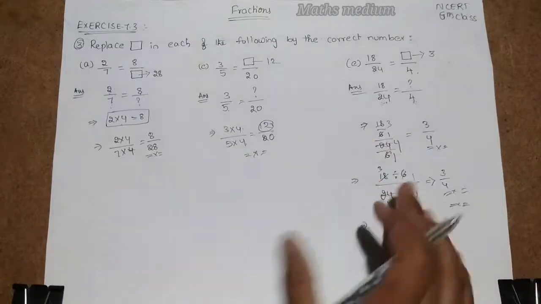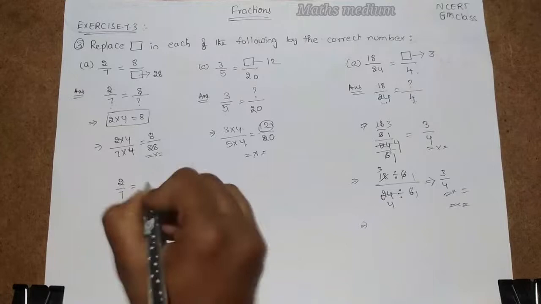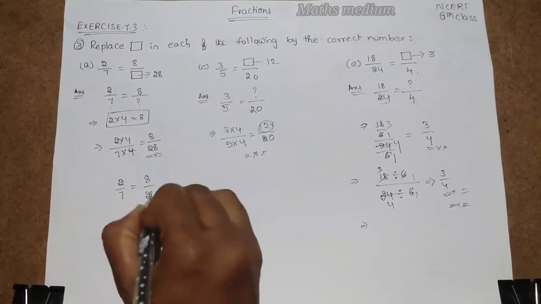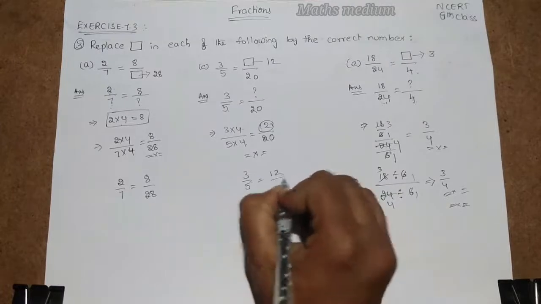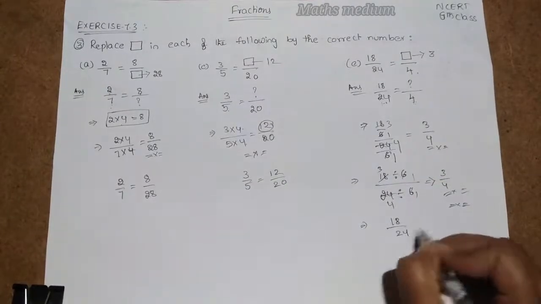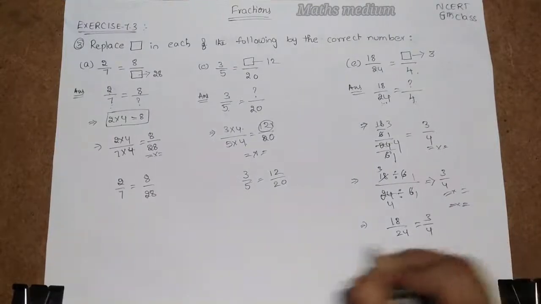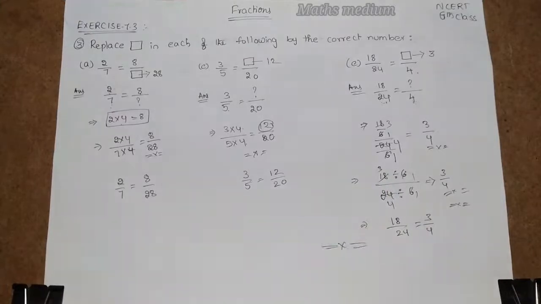So how are we going to represent all these equivalent fractions? 2 by 7 is equal to 8 by 28. Similarly here 3 by 5 is equal to 12 by 20. Similarly this also, 18 by 24 is equal to 3 by 4. I hope you understand about this session. This is about the equivalent fractions representation.